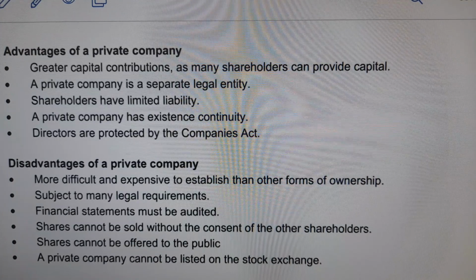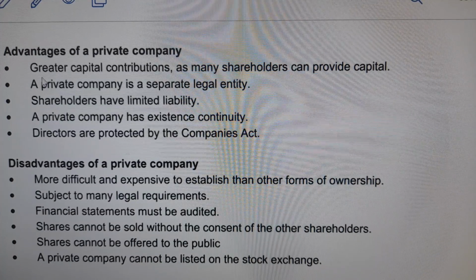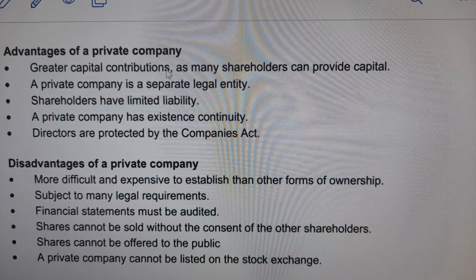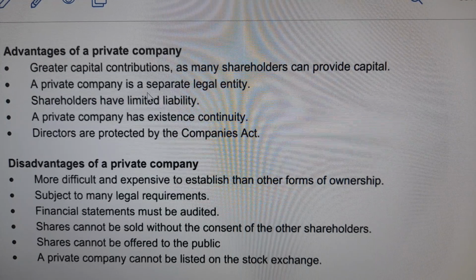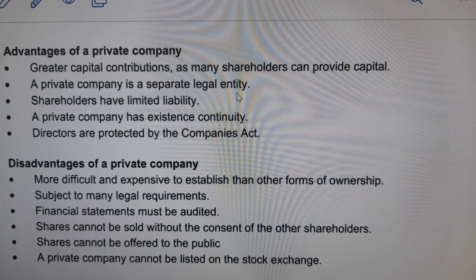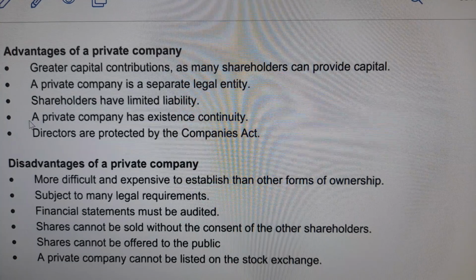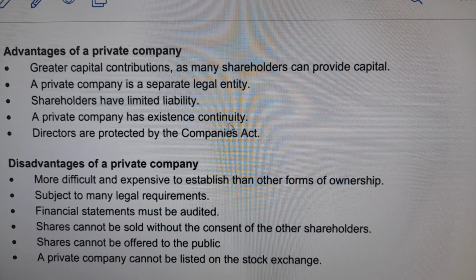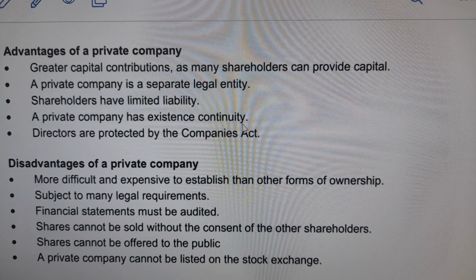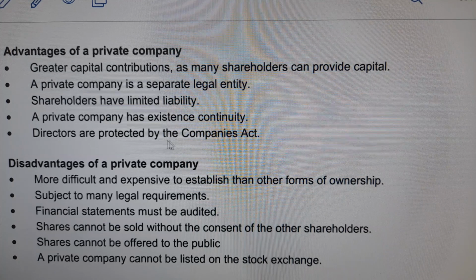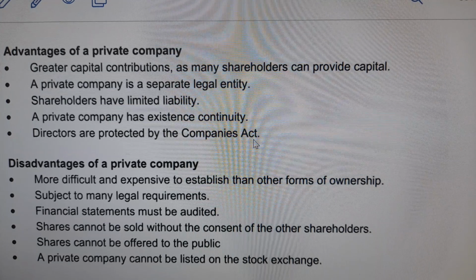The advantages of the private company: greater capital contribution, as many shareholders can provide capital. A private company is a separate legal entity. Shareholders have limited liability. A private company has existence continuity. Directors are protected by the Companies Act.